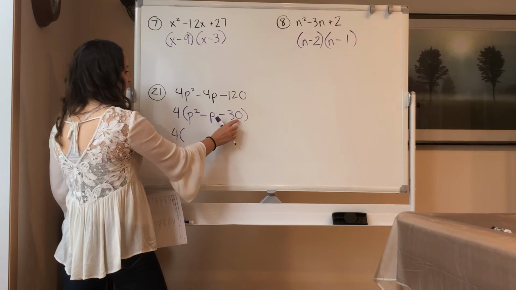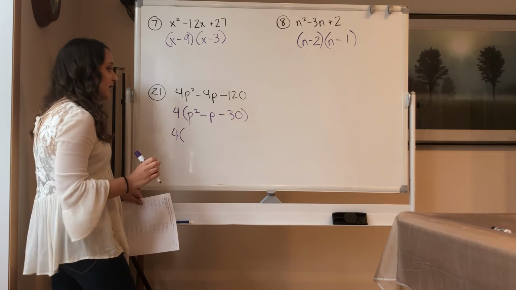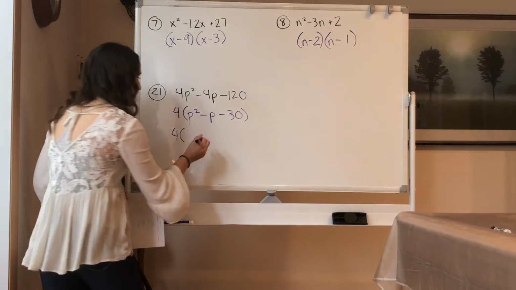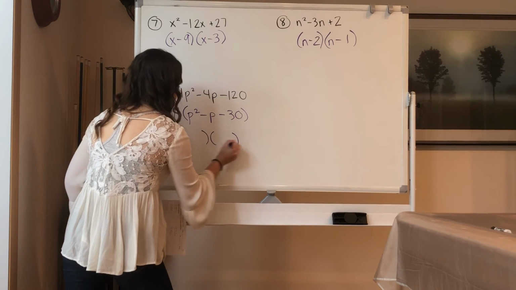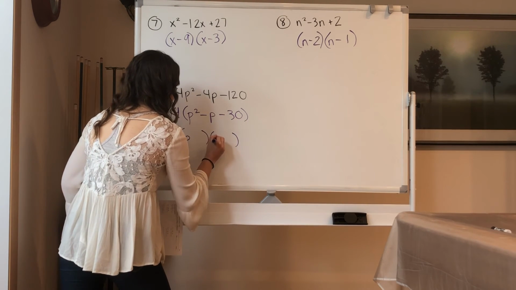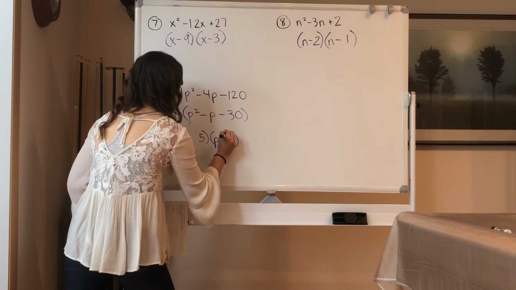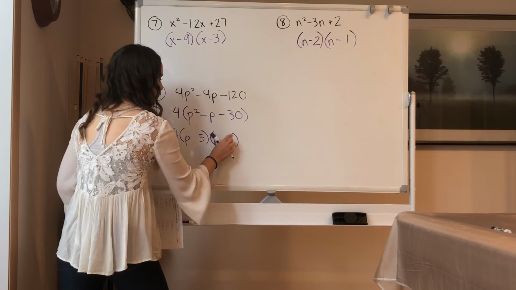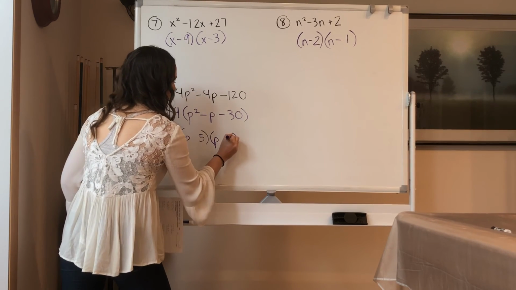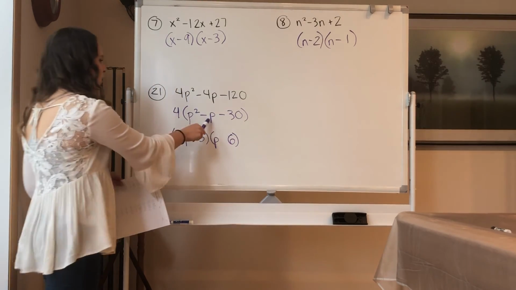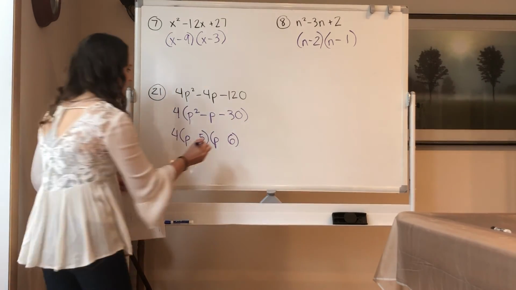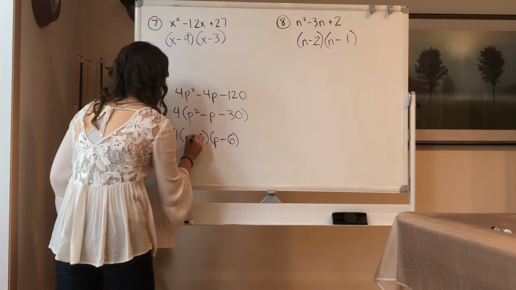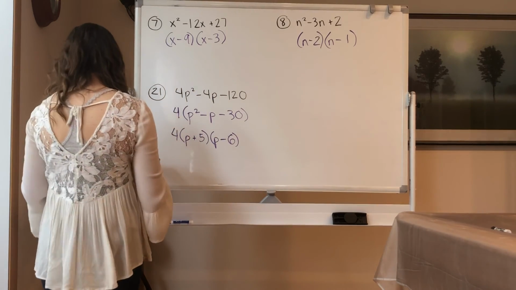What two numbers multiply to negative 30 and add to negative 1? I'm thinking 5 and 6. So 5 and 6. I need a negative 1, so I'm going to do negative 6 and positive 5. And there is your answer.